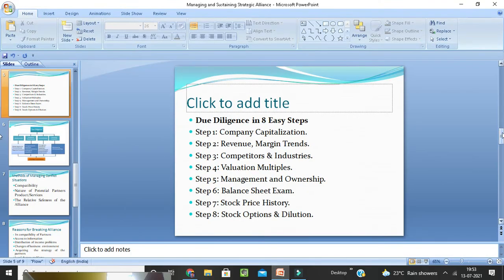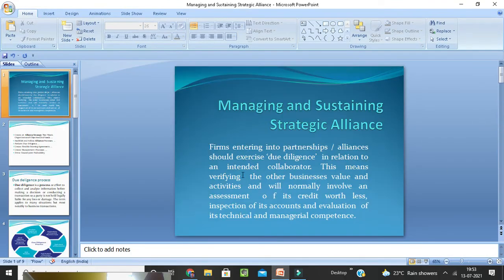That is International Business. Today, we are going to start with one more new topic, that is nothing but managing and sustaining strategic alliances. In the last class, we discussed strategic alliances and their functions, meaning, definition, types, advantages, disadvantages, everything. Now, we are going to conclude with one more topic, that is managing and sustaining strategic alliances.